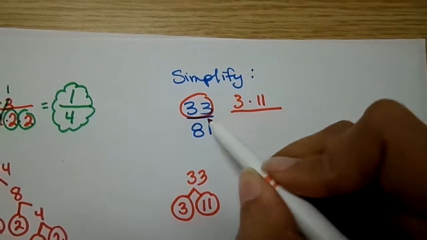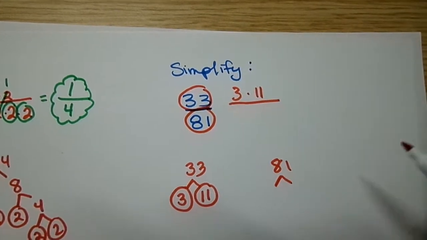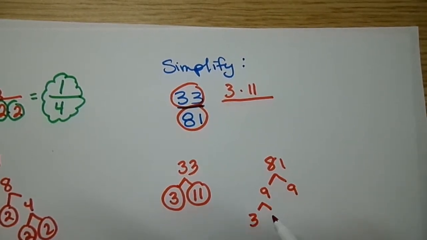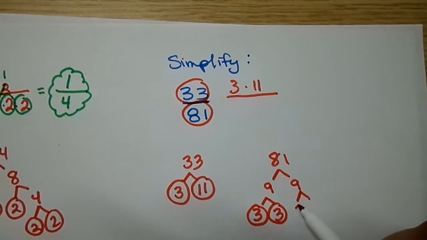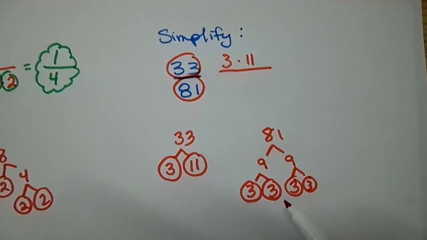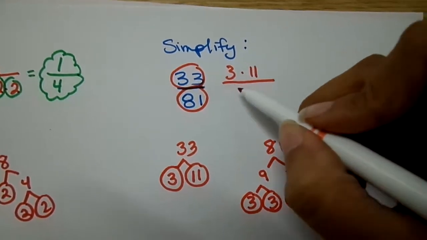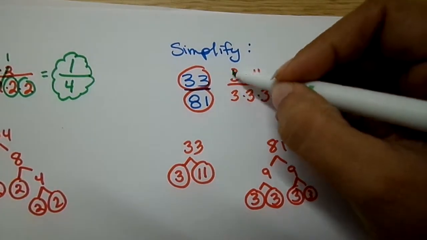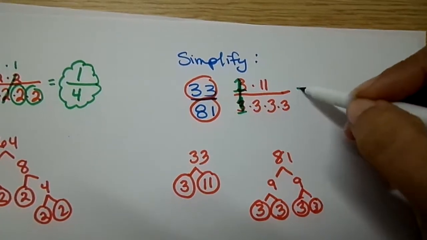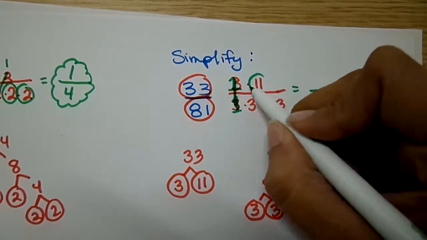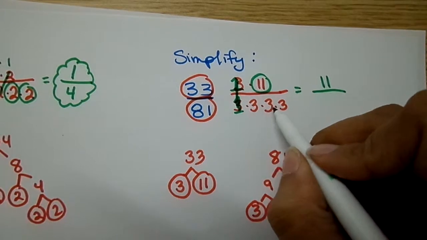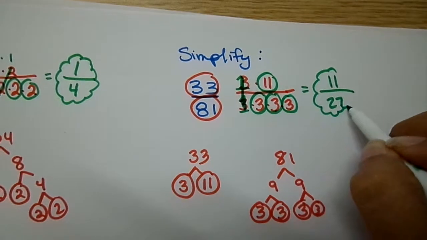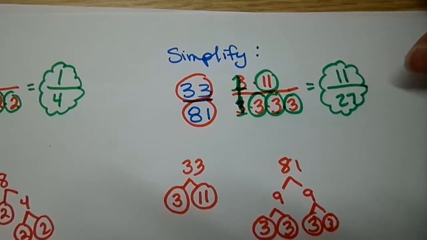I'm going to break down 81 as, I can do 27 times 3, but I'm going to do 9 times 9. And then 9 is 3 times 3, which are both prime. And then 9 again is 3 times 3. So 81 is 3 times 3 times 3 times 3. I see a 1 that I can cancel. Now my numerator I have 1 times 11, or just an 11. In my denominator I have 1 times 3 times 3 times 3. 3 times 3 is 9, 9 times 3 is 27. And I have 11 over 27.